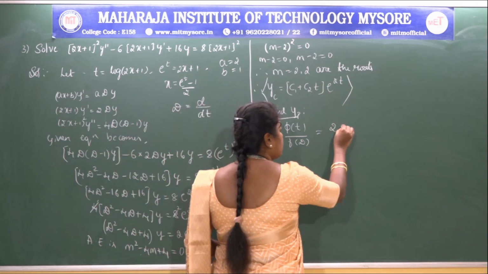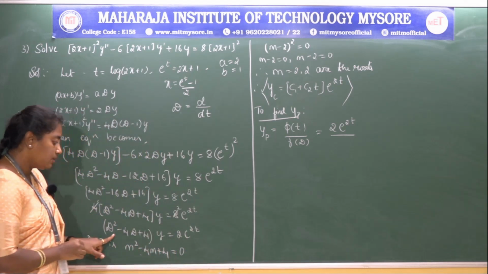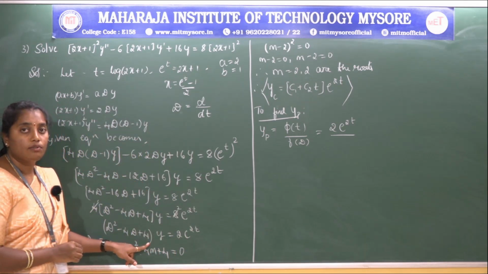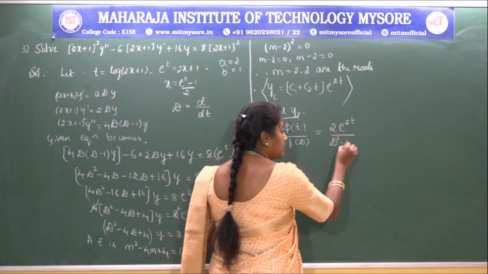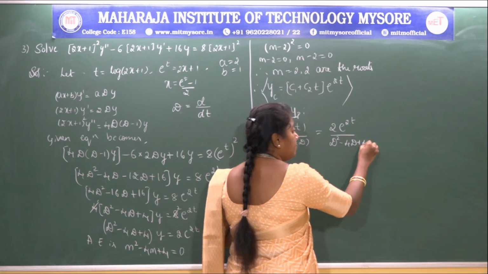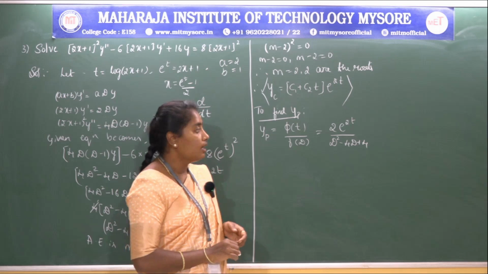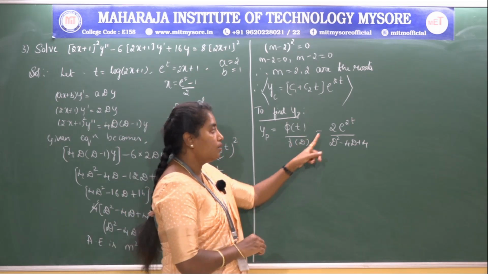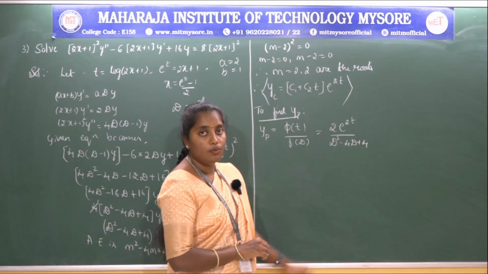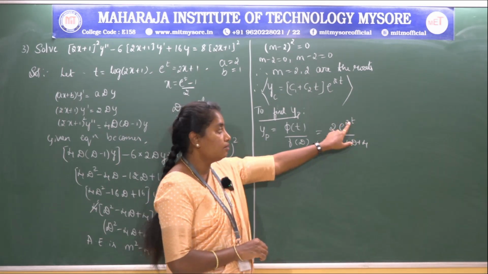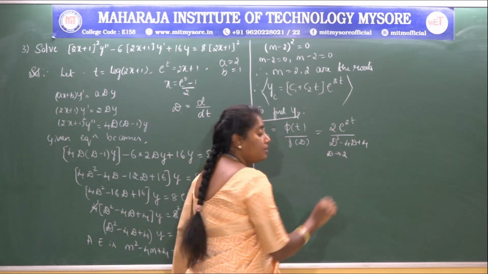Phi of t is 2 times e power of 2t, and f of d is d square minus 4d plus 4, which we can write as d minus 2 whole square. In the next step we have to replace d by 2, because the coefficient of the variable is 2 here. To get the particular integral we have to replace d by 2.